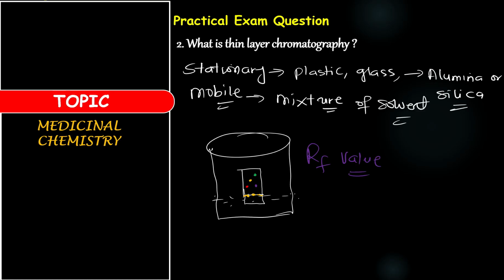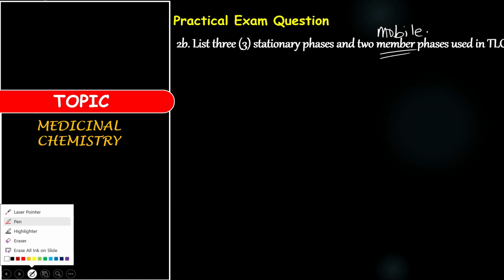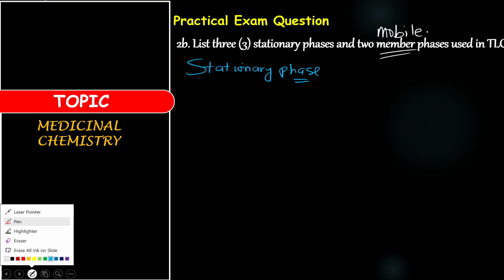All right, so that is thin layer chromatography, something that all of us already have an idea of by now. Is that okay? Now list 3 stationary phases and 3 mobile phases used in TLC experiment. Now the stationary phase, we are going to go with the stationary phase first. What are the stationary phases used in TLC, my dear student?